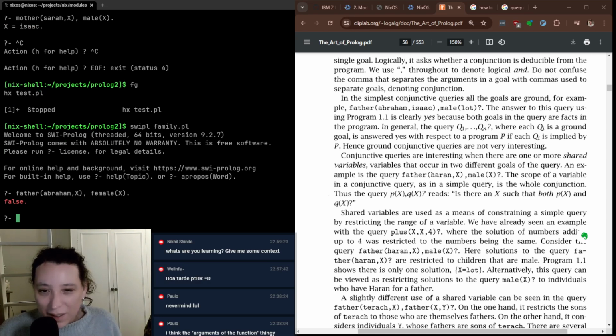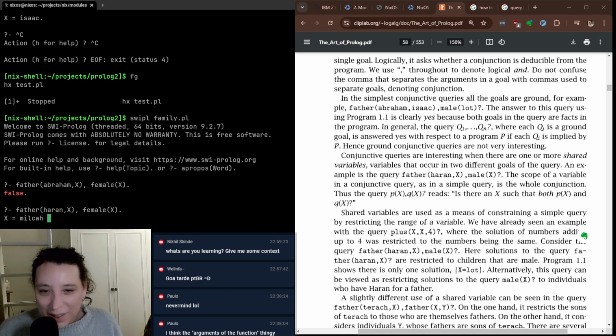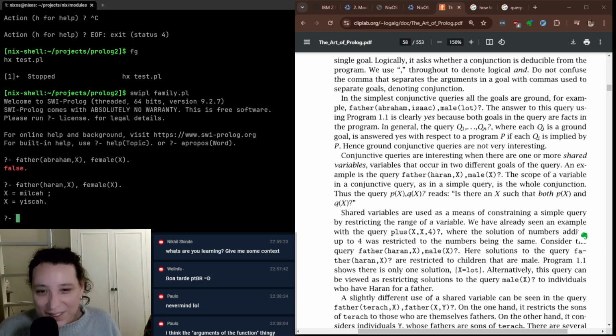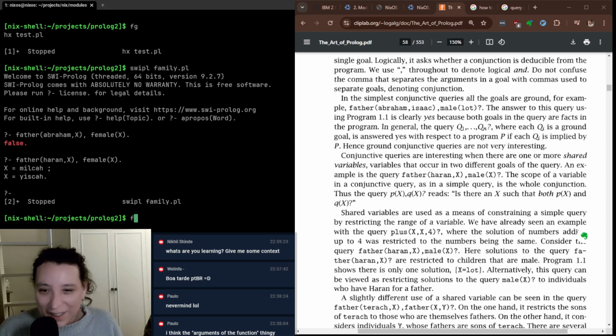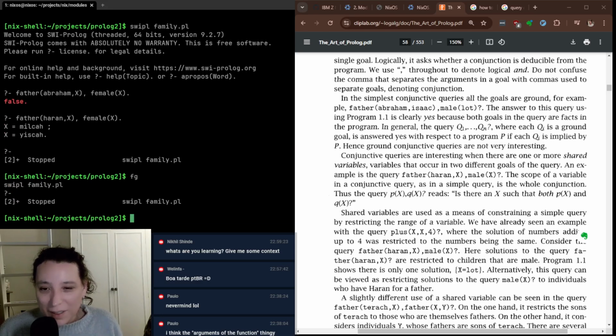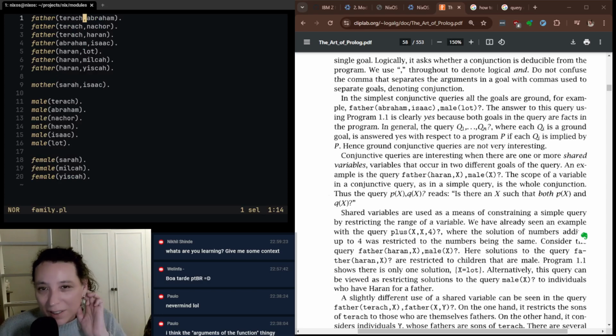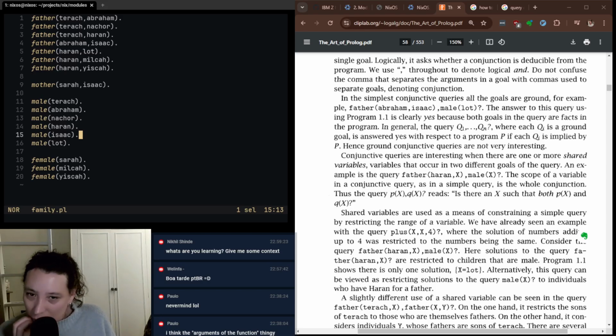Oh no, it wasn't Abraham, it was Haran. Sorry about that. There we go. Milka and Yiska. You see that? That's awesome, right? We have all these facts that Prolog can take in. These are the facts. And then we're able to run queries, which are logical queries. And supposedly logical programming is Turing complete. We can do everything like sort, whatever.